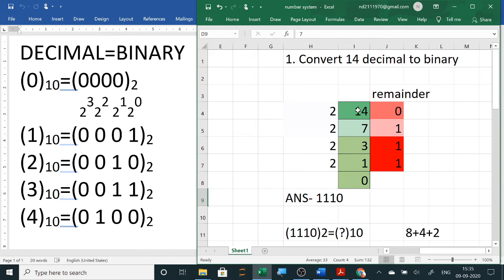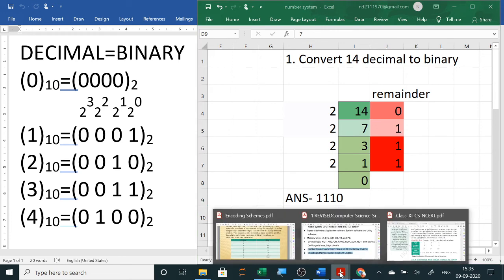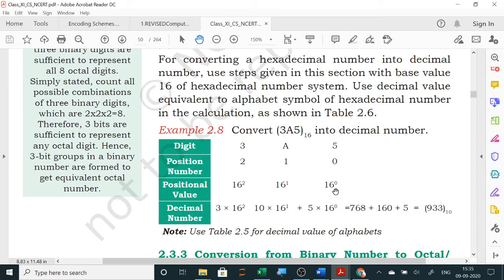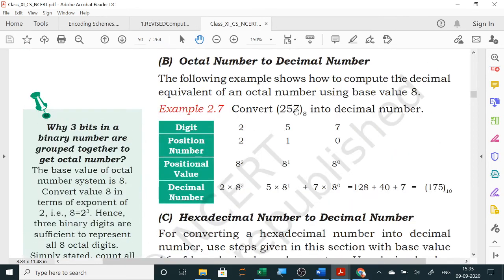Clear? So from 14, if binary is asked, we divide by 2, and if binary is given and you are asked for decimal, then we multiply the positional values with the digits. So this is the method. Octal works the same way: you can convert any octal number to decimal, where the positional value will be 8 to the power.